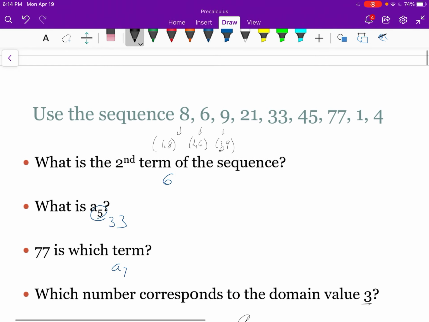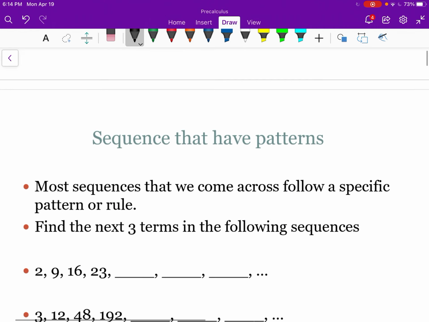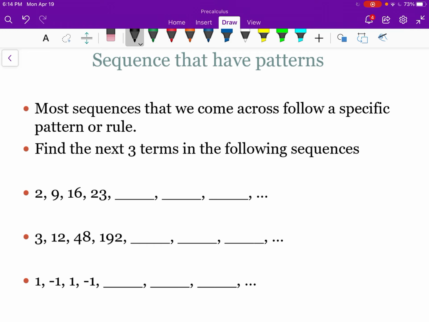All right, so that sequence we just talked about, 8, 6, 9, 21, 33, 45, 77, 1, 4, really has no pattern to it. So not really all that interesting to us, but most of the sequences that we study have patterns, and that is why we study them.